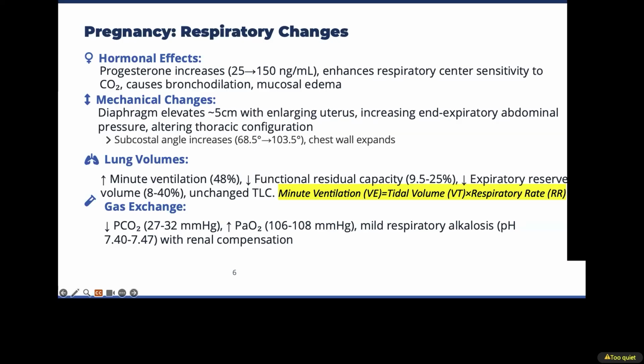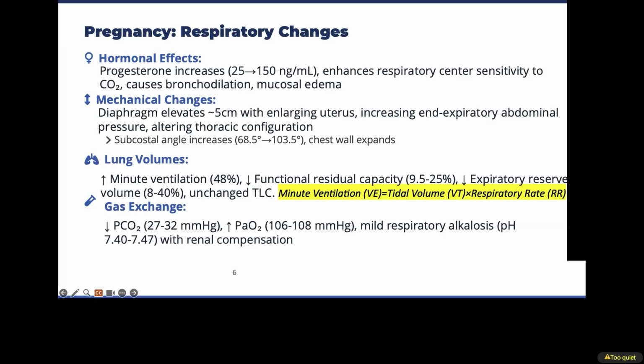Now, how do the volumes change? Well, minute ventilation rises by about 50%, mostly because there's an increase in tidal volume, not respiratory rate. Functional residual capacity and expiratory reserve both drop. There's just less space at the end of respiration, but total lung capacity, all things being equal, stays about the same because of the chest wall expansion.